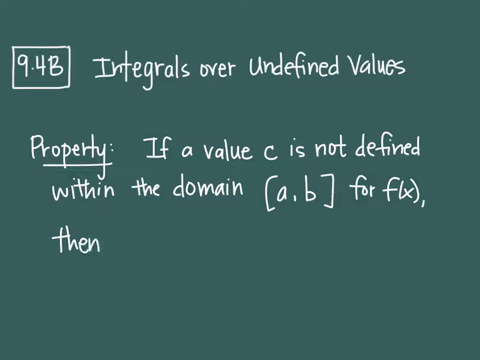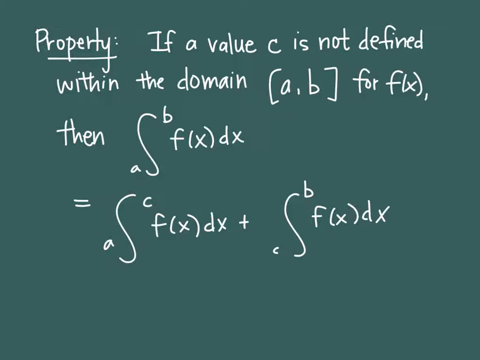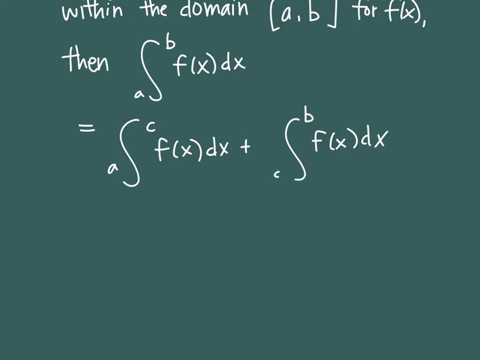Then the integral from a to b of f of x dx has to be broken up at that value c. It will be equal to, and we already know we can do this, the integral from a to c of f of x dx, and then from c to b of f of x dx. So we're breaking up the integral into two pieces. And then because c is the problem point, we need limits as well. If c was a defined number within our interval, it would be fine.